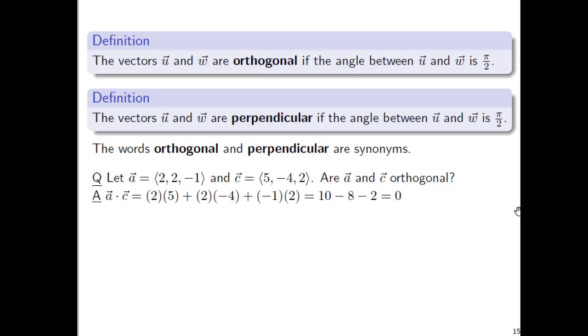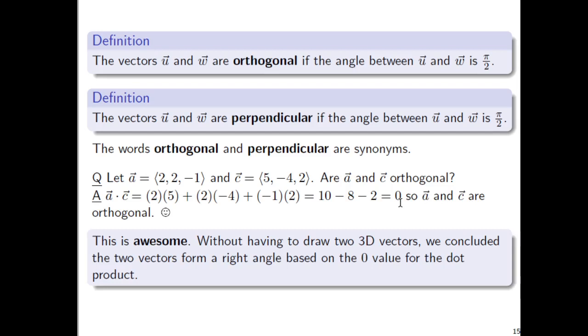I compute the dot product of the two vectors. I got 0 as the scalar here. So in fact, these two vectors are perfectly orthogonal. They make a perfect 90-degree angle to each other. This is fantastic. Without having to draw, we concluded that two vectors form a right angle based on getting 0 as the value of the dot product, getting that scalar of 0.